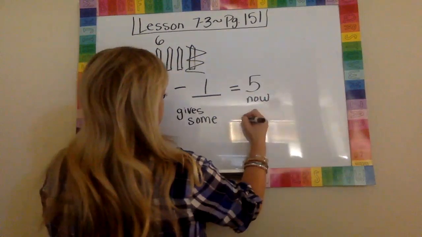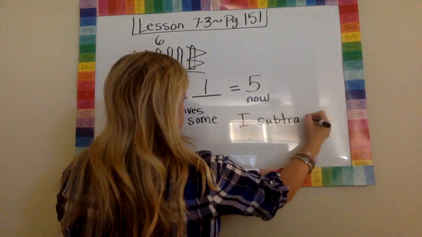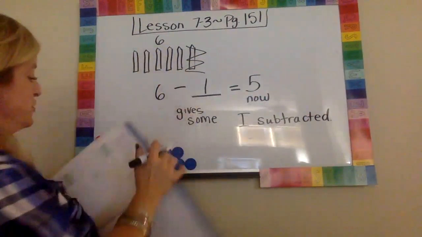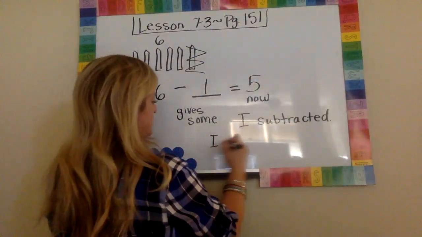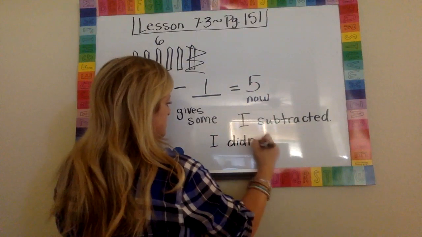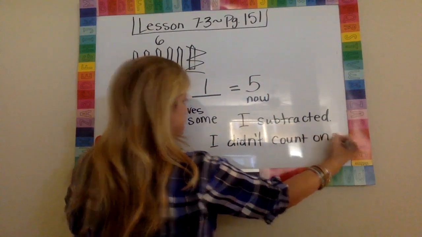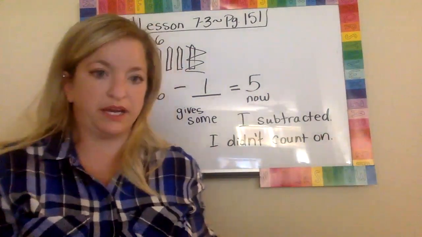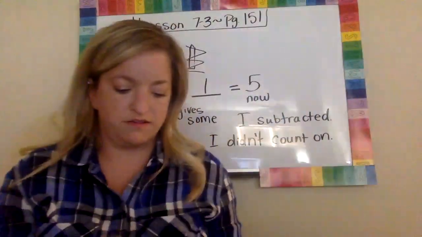So I would say I subtracted because I didn't do where you count on from 5. I didn't count on. So I subtracted mine. I drew the total amount and then I figured it out from there.